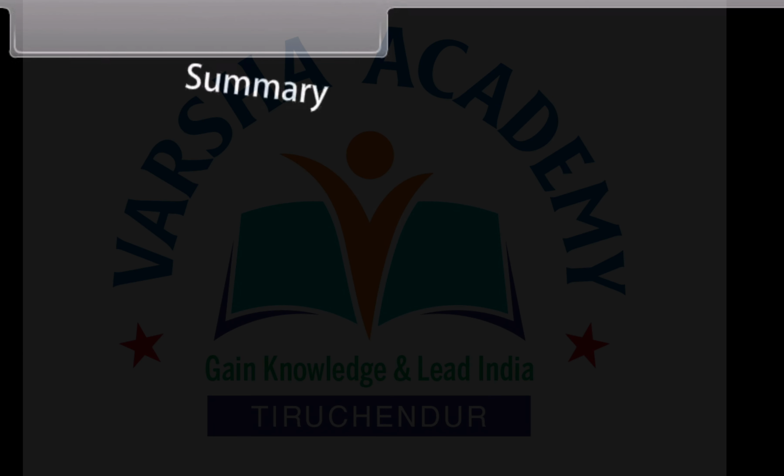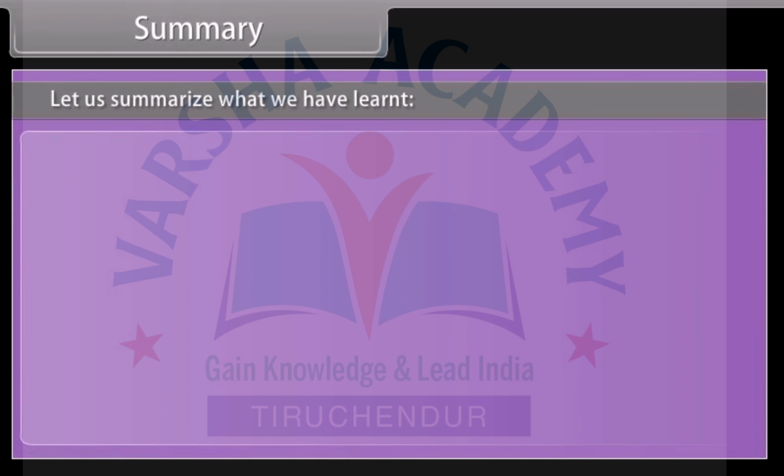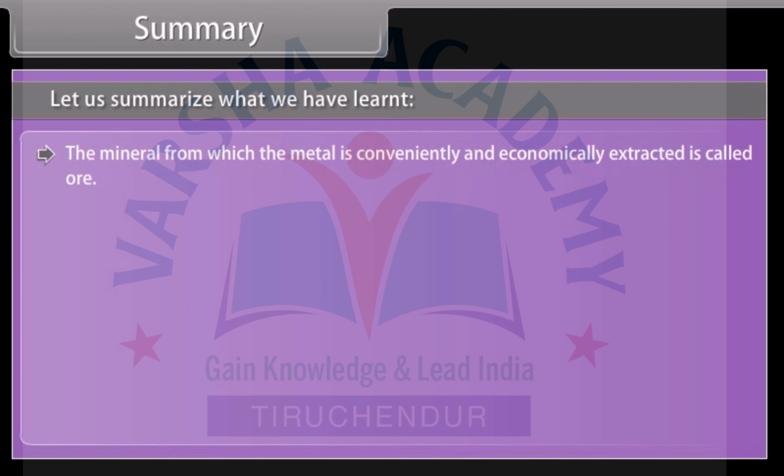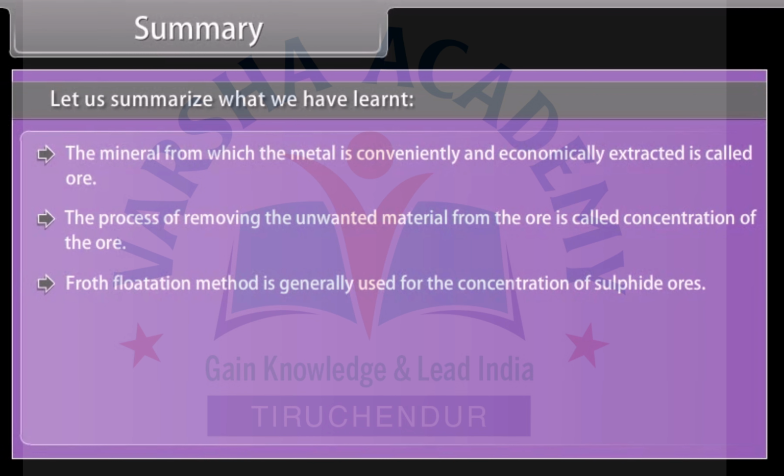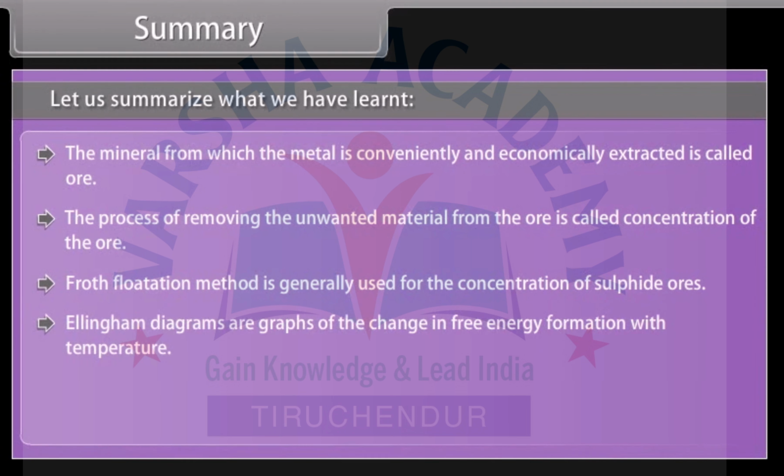Summary. Let us summarize what we have learned. The mineral from which a metal is conveniently and economically extracted is called ore. The process of removing the unwanted material from the ore is called concentration of the ore. Froth flotation method is generally used for the concentration of sulfide ores. Ellingham diagrams are graphs of the change in the free energy formation with temperature.